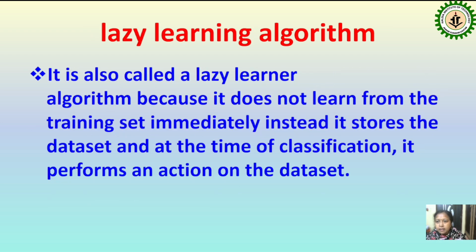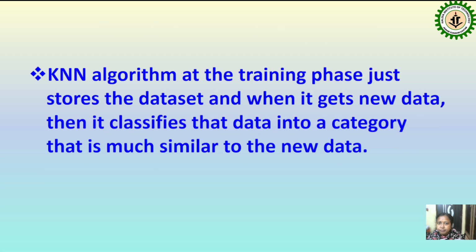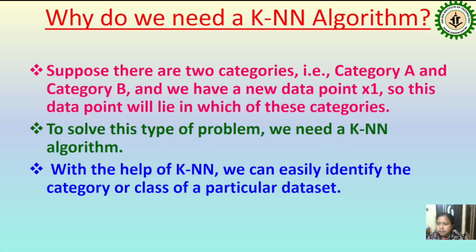kNN is also called a lazy learner algorithm because it does not learn from the training set immediately, but it just stores the data set and at the time of classification it performs some action on the data set. At the training phase it just stores the data set, and whenever it gets new data, it classifies that data into a suitable category that is much similar to the new data.